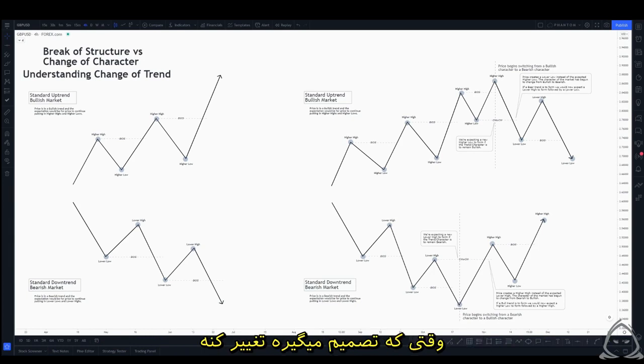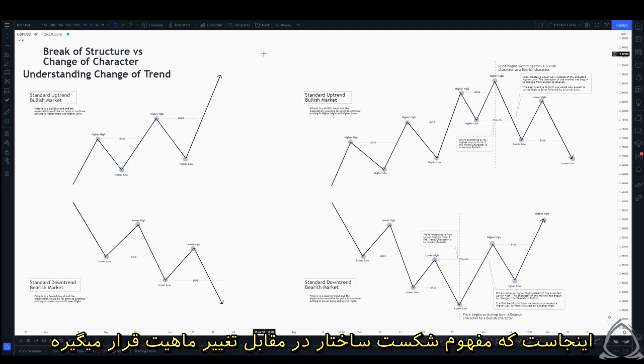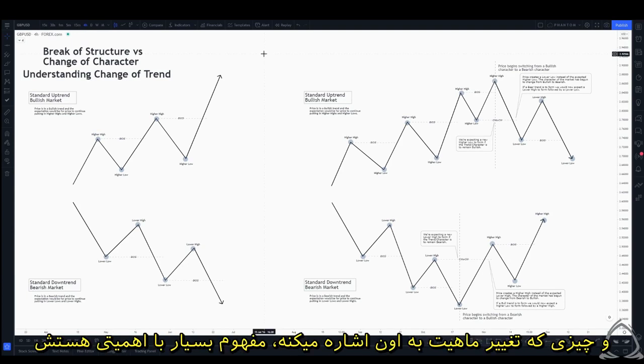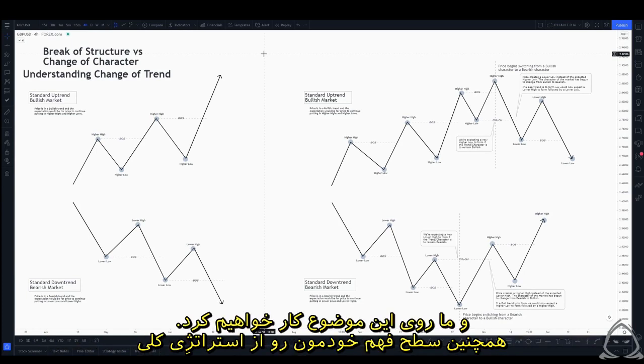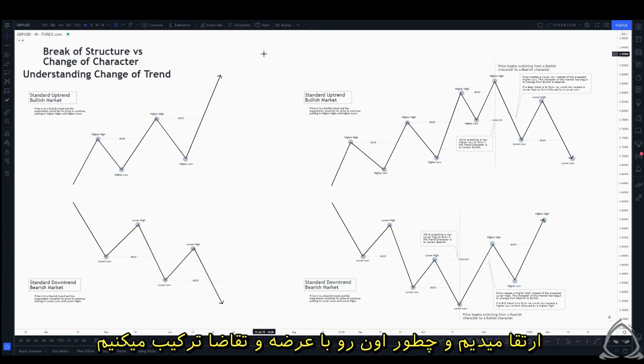when it does decide to change. That's where the concept of understanding breaks of structure versus change of character, and what change of character implies, is an incredibly important concept, and we'll be building on this as we begin to increase our level of depth and understanding of the overall strategy and how it integrates to supply and demand.